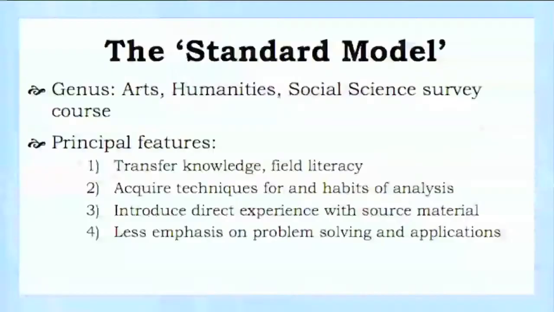Now, the standard model for a course like mine, this is a course in modern world history. It's a 2000 level survey course. So I said the standard model, genus, arts, humanities, social science survey course. By the way, most MOOCs and most of this space is occupied by STEM courses, and STEM courses are highly susceptible to this format in various ways.